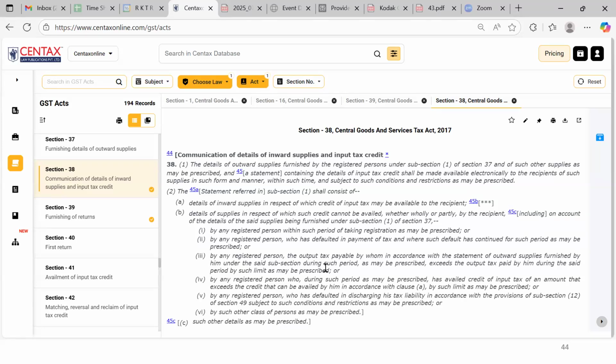Very correct, ma'am. Venuji, it's 10 o'clock. Who is it? Yes, madam, can we complete?